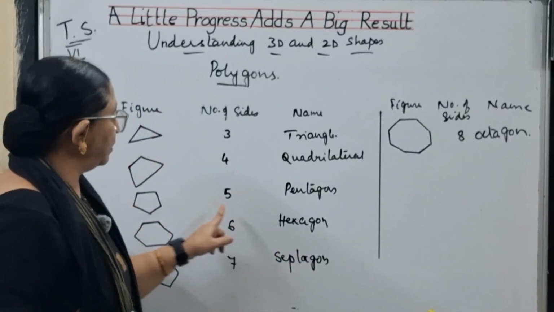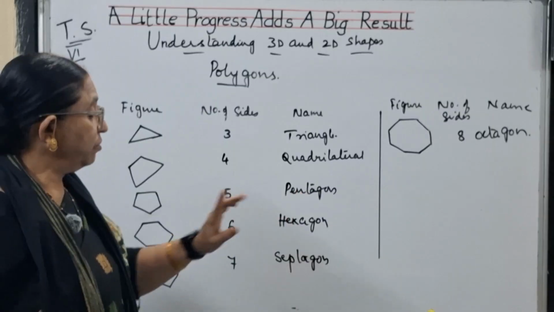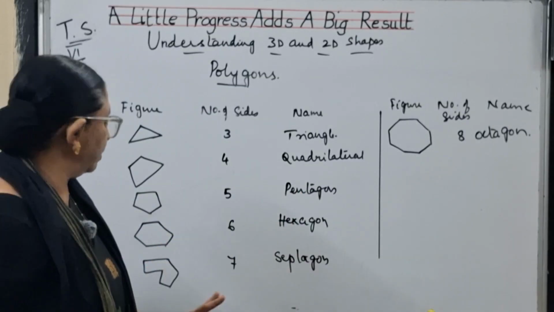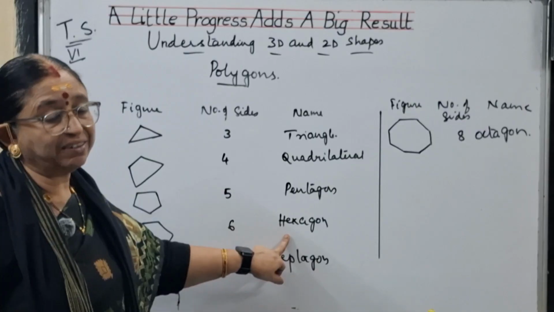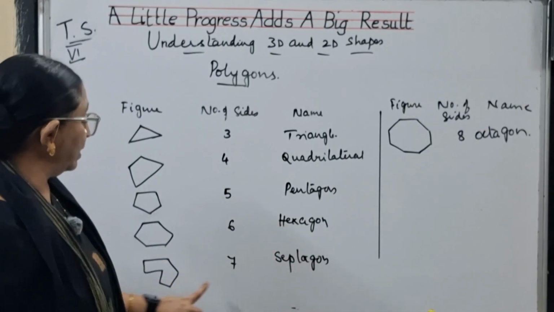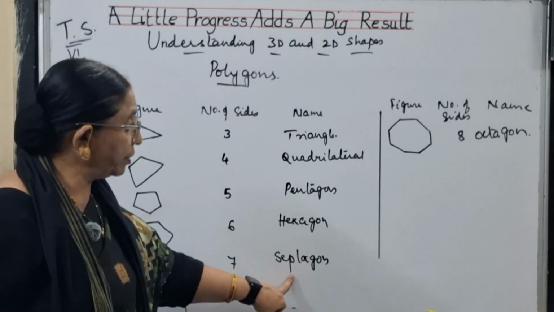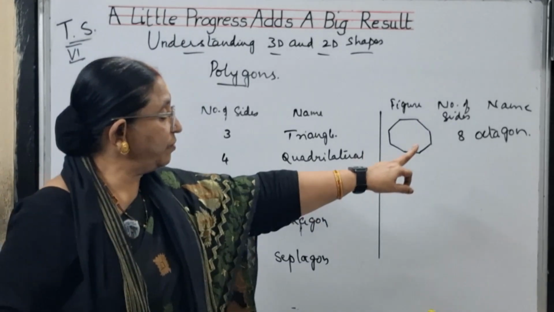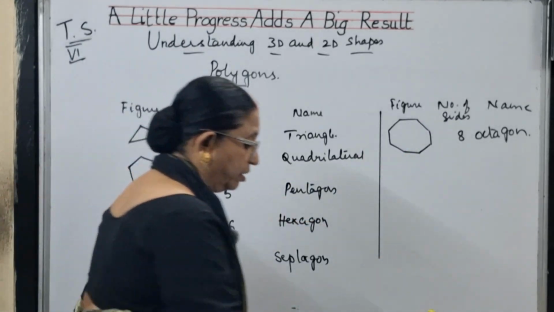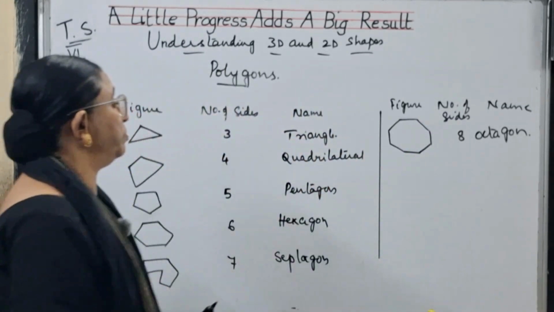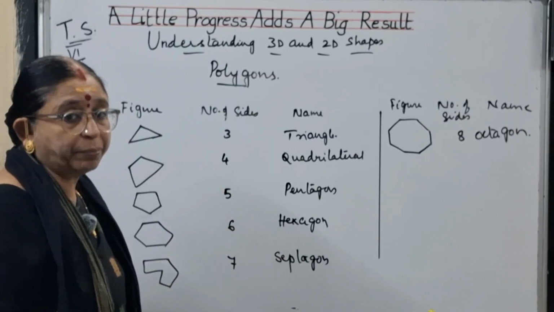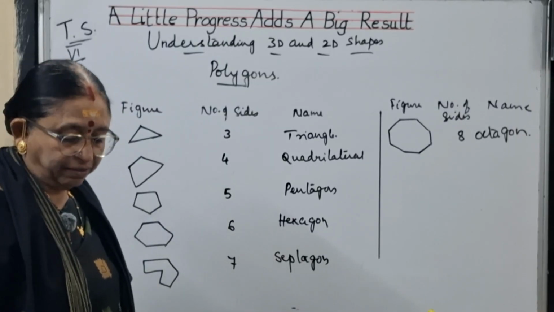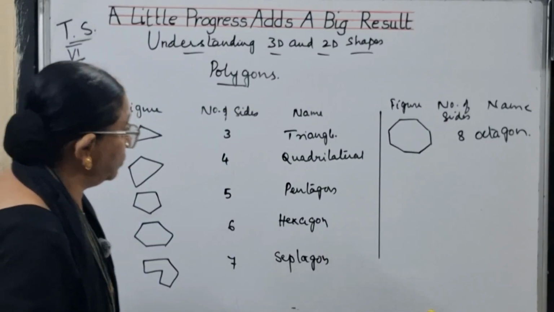Next, a 5-sided figure is a pentagon. Penta means 5: pentagon. A 6-sided figure is a hexagon. A 7-sided figure is called a septagon, and an 8-sided figure is called an octagon. So these names you should remember, children: triangle, quadrilateral, pentagon, hexagon, septagon, octagon. Please remember these names. Please note it down.